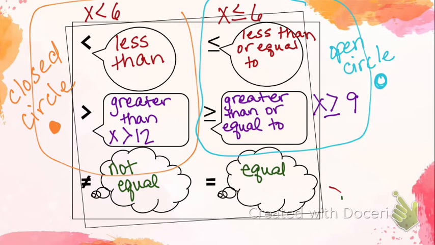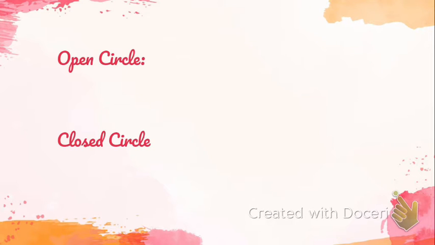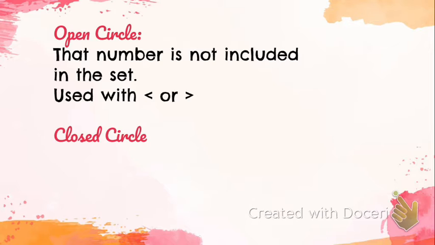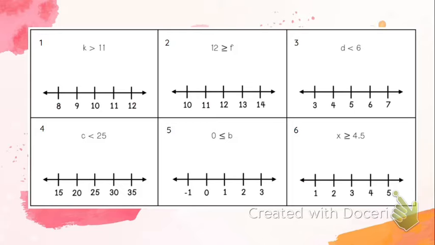Alrighty, so next. That's our open circle and closed circle. All right, open circle means that number is not included. Means if I said x is less than 8, that means 8 is not a solution for the answer. But if I said x is less than or equal to 8, that means 8 would be a possible answer because it has that equal on it. All right, so we're going to practice just looking at what some numbers look like as we model them, okay?